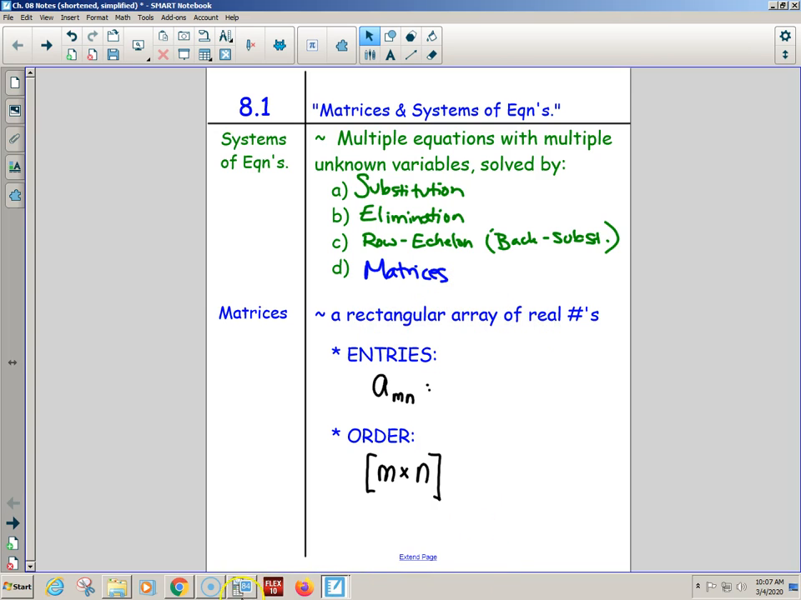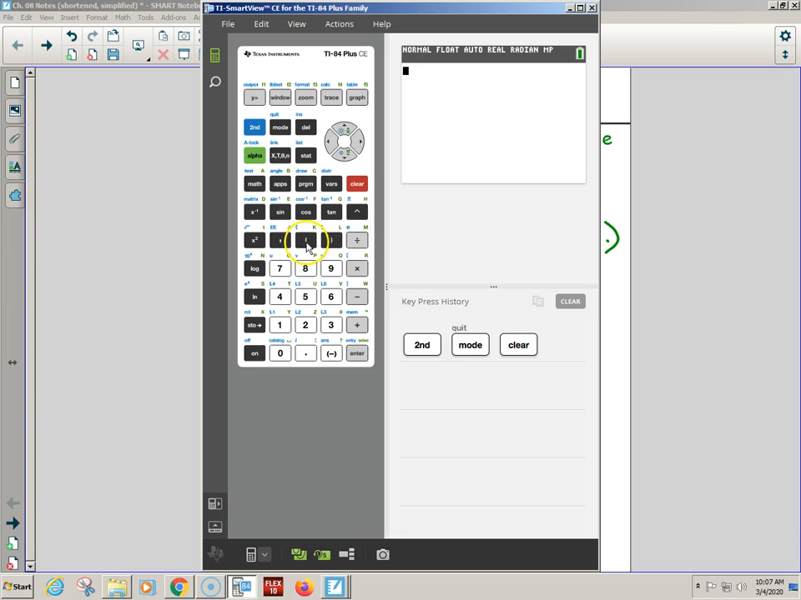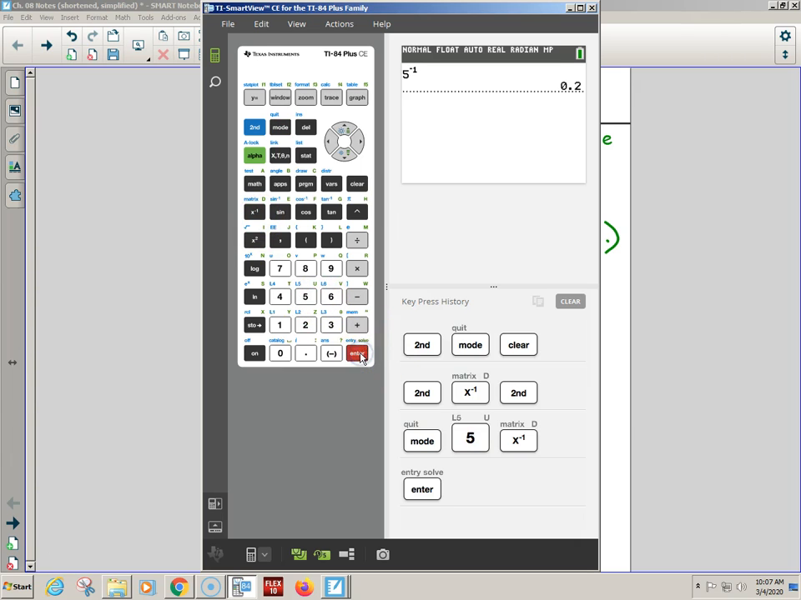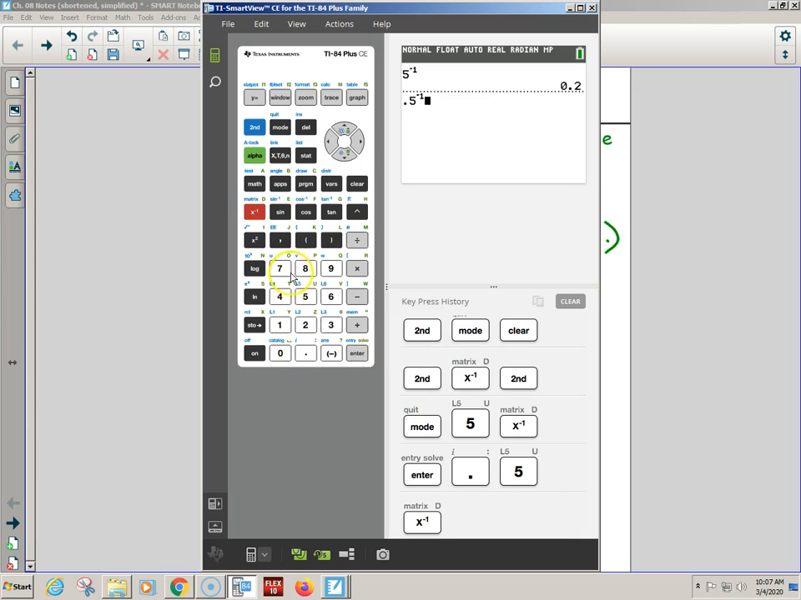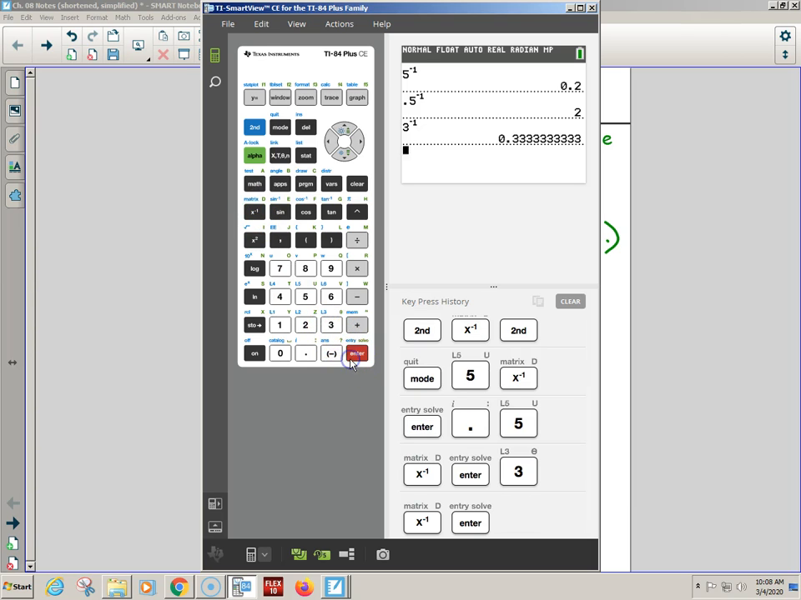I asked you to find it in your calculator to review a couple things about these little symbols. Where are matrices? Second, x to the negative 1. Isn't that like an inverse button? What does the negative 1 button do? Reciprocal, yeah. Why am I doing that?